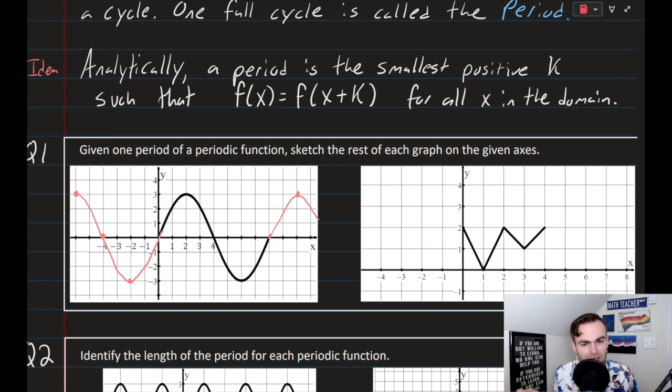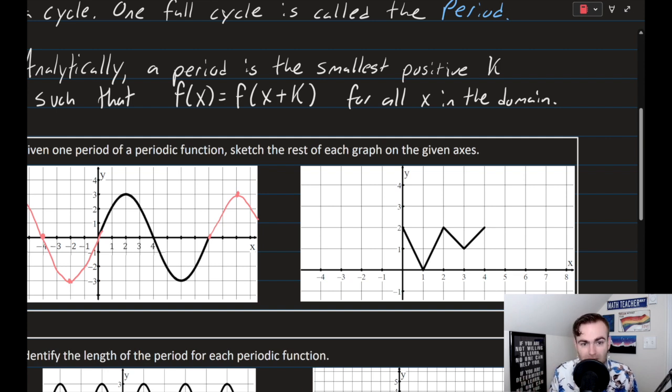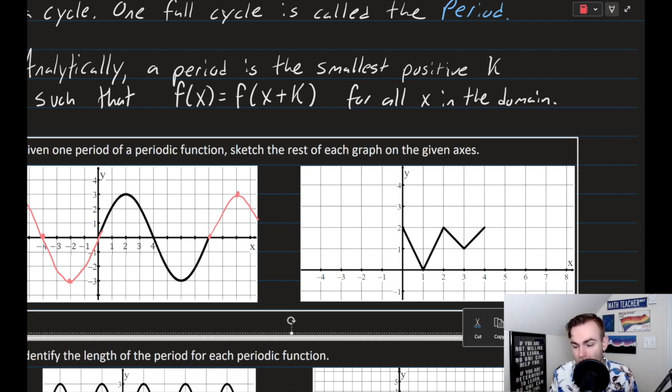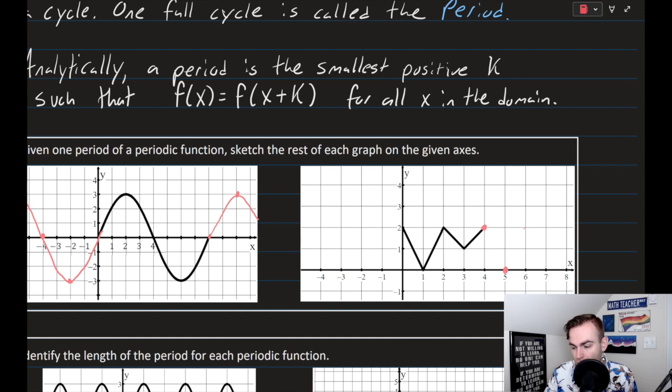Not all periodic phenomena has to be nice, smooth curves, although most of the ones we're going to talk about are. They could be like linear spikes, if you will, or absolute value-esque functions. We're just going to repeat that pattern. It goes 2, 0, 2, 1, 2. So one period to the right would look like this.